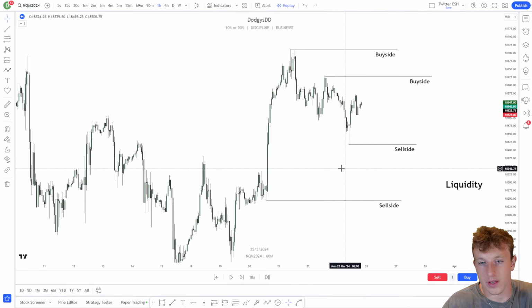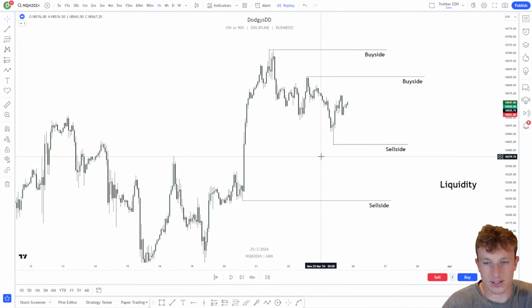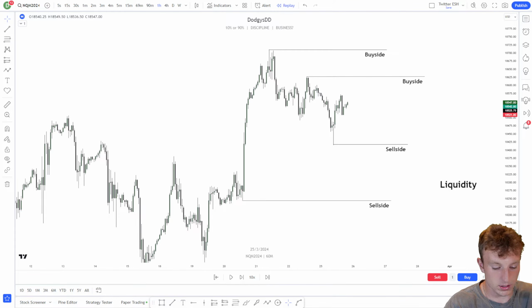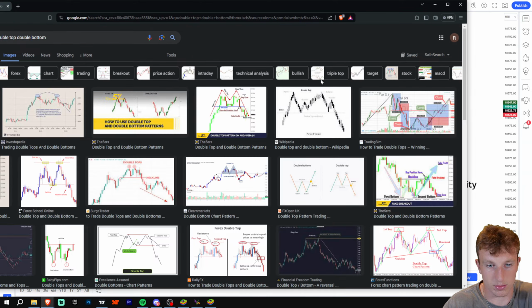Now, my favorite forms of liquidity are lines that you can see very far away from your screen, like if you're standing 10 feet away and it looks like a double top or a double bottom. This is why I taught retail patterns: you need to understand what a double top and double bottom is. If I pull up a double top and a double bottom on Google, it's very easily searchable.